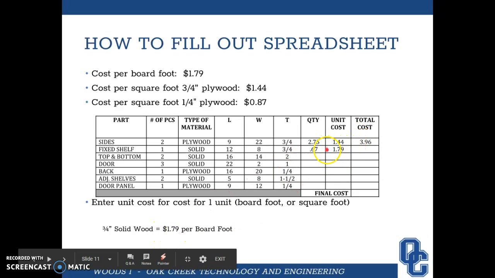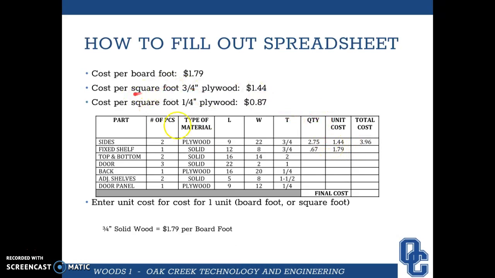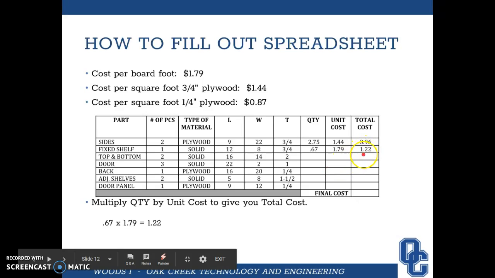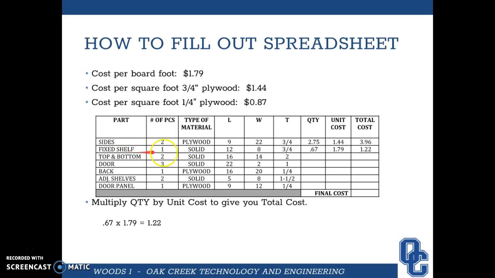$1.79. For those of you that said that, good job. So now what we have to do is take our 0.67 board feet and times it by the $1.79 per board foot. And that's going to be $1.22. So this one fixed shelf of solid oak cost us $1.22.